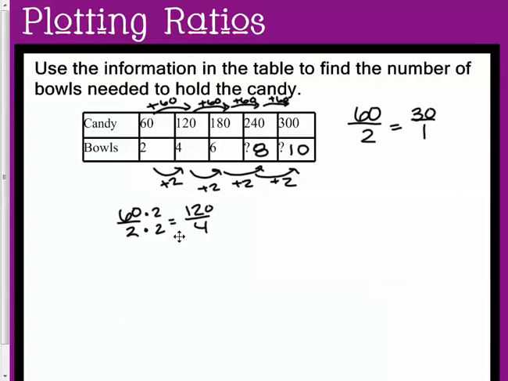Can we check our work by multiplying? Yes, we can. 60 over 2 equals 240 over some unknown. This is our question mark right here. So 60 times 4 gives us 240. So 2 times 4 gives us 8. And we could do the same thing with the 300 there.